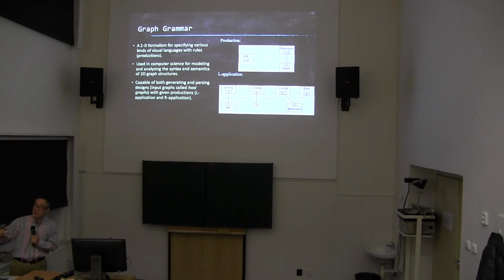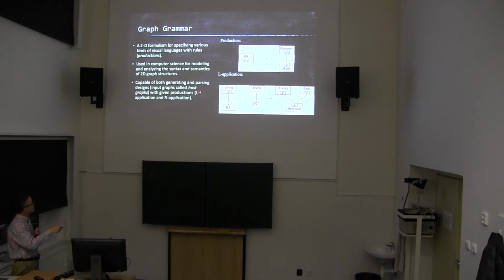The underlying theory is called graph grammar. So that's why we try to use this theory to support our floor plan generation. They're capable of both generating and parsing designs. The second part is what shape grammar is lacking: parsing designs. The input graph, we call it the host graph, comes with given productions.